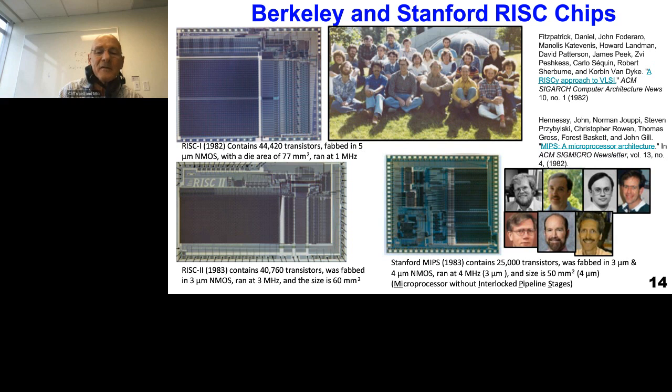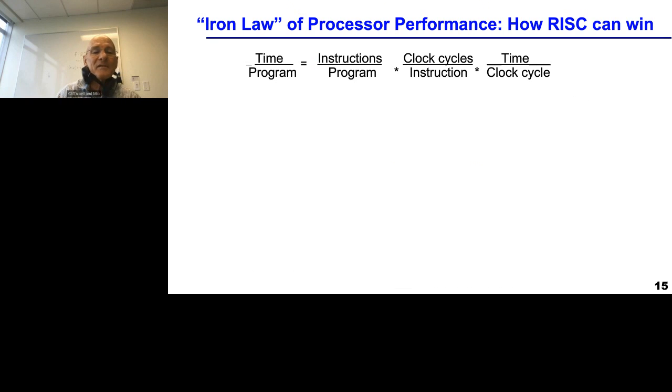Now, part of the difficulty was trying to explain how this could be true. How could simpler instructions be better than complex ones? You'd need a lot more simpler ones. And we eventually came up with an explanation that this formula shows. That basically the time per program is the number of instructions you execute.